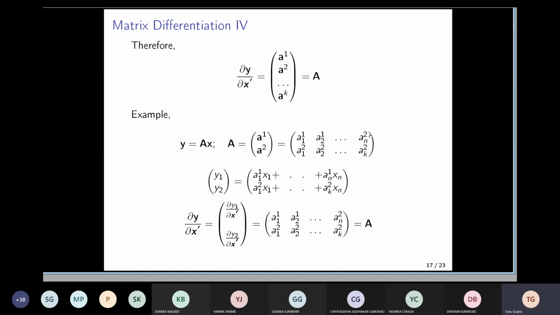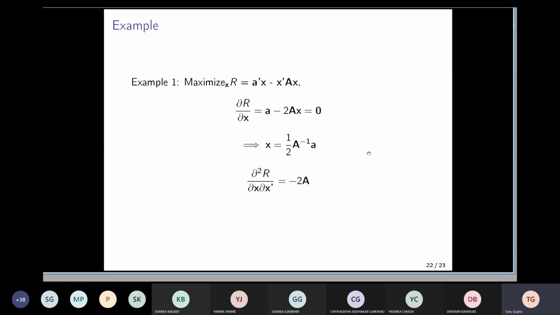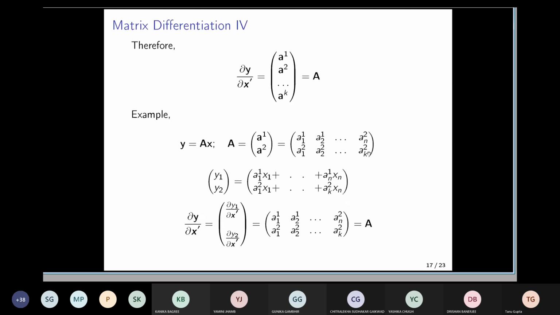Okay. So A is equal to A1, A2, so I'm writing it in a more compact form, where A1 is nothing but the first row of matrix A, and A2 is a row vector, which is the second row of matrix A. And these are the elements. So this is A1 and this is A2.